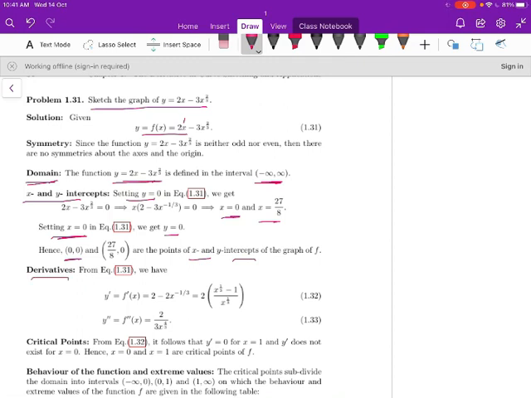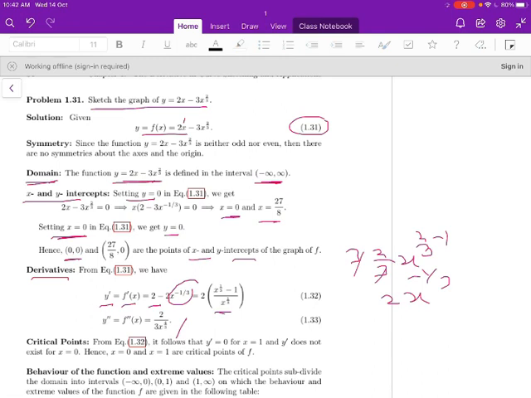Let us find the derivatives. Differentiate equation 1.31 with respect to x. We get y dash, or f dash of x, equal to 2 minus x to the power 2 by 3 differentiated, that is 3 into 2 by 3 x to the power of 2 by 3 minus 1. So this 3 gets cancelled, giving 2 into x to the power of minus 1 by 3. After simplification, 2 is common: 2 times x to the power 1 by 3 minus 1 by x to the power 1 by 3. Differentiating again, we get y double dash equal to 2 by 3 into x to the power of 4 by 3.